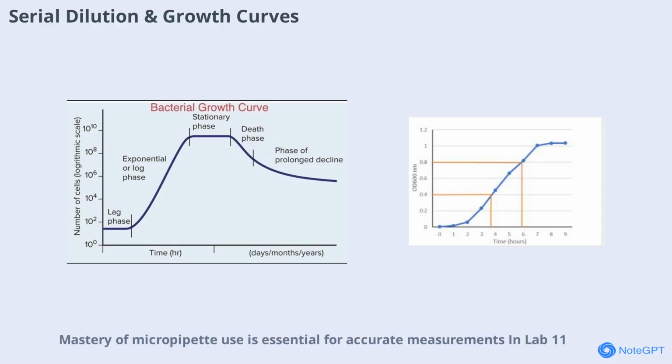In Lab 11, students monitored E. coli growth in TSB by taking aliquots every 30 minutes and measuring turbidity with a spectrophotometer at OD 600. This method provides a quick, non-destructive estimate of cell density, as increased turbidity correlates with higher bacterial populations.